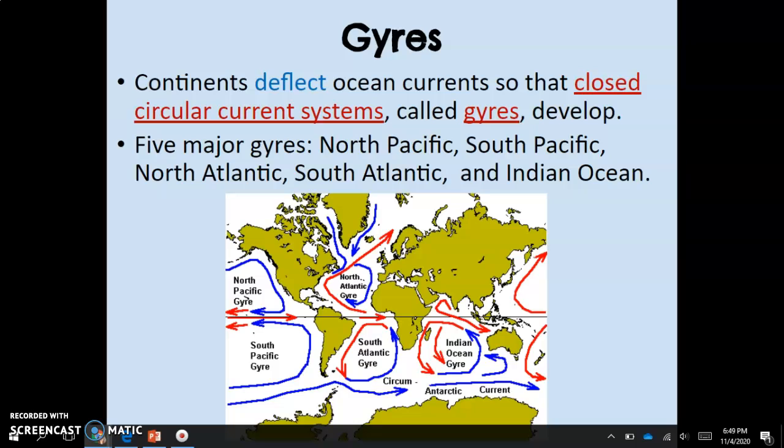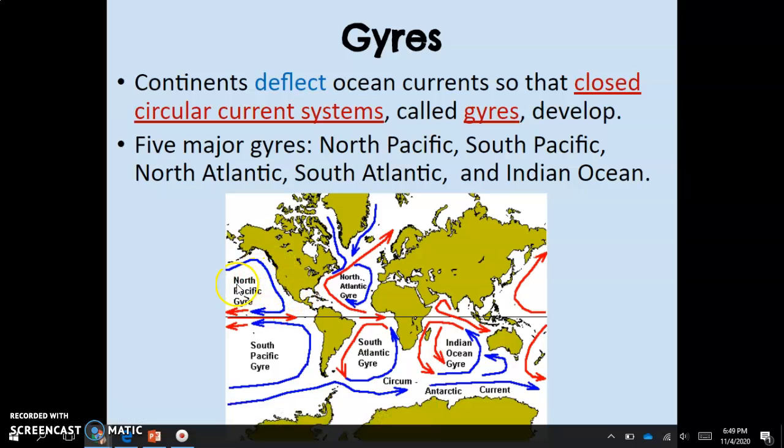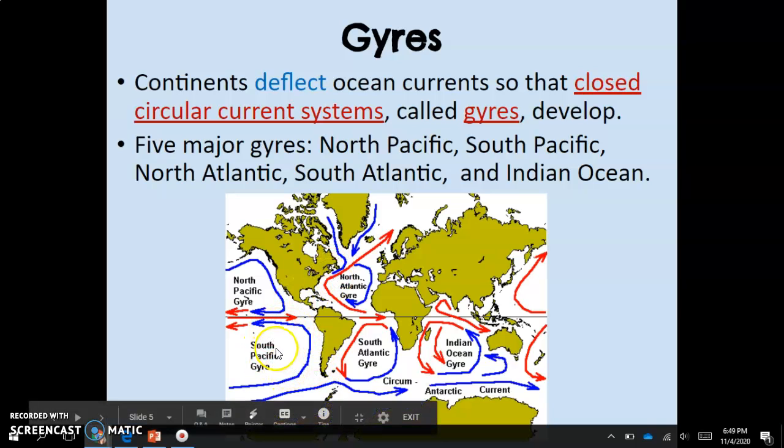So there are 5 major gyres that we need to know about, and we just need to know their location and what they are, which are just these swirling circular currents. They are named after the ocean they're in and whether they are in the northern or the southern hemisphere. So our northern Pacific gyre would be in the northern hemisphere and it's in the Pacific Ocean. Our northern Atlantic gyre is in the northern hemisphere and it's in the Atlantic Ocean. And then same thing for our South Pacific and South Atlantic, they're just in those oceans.